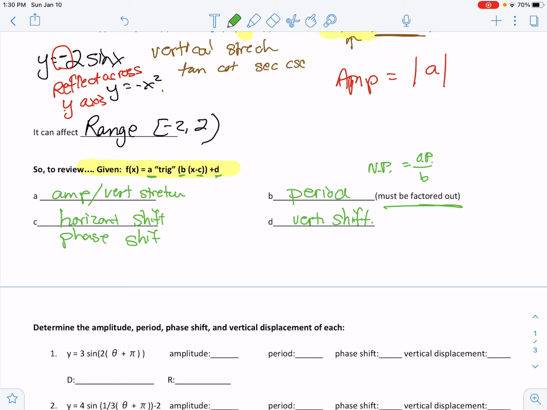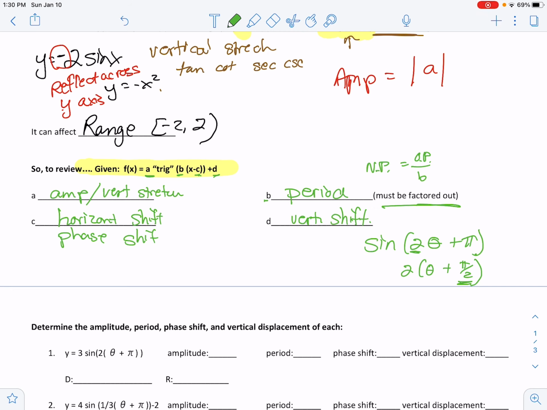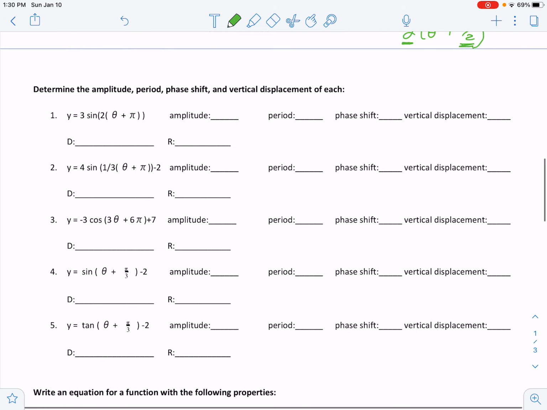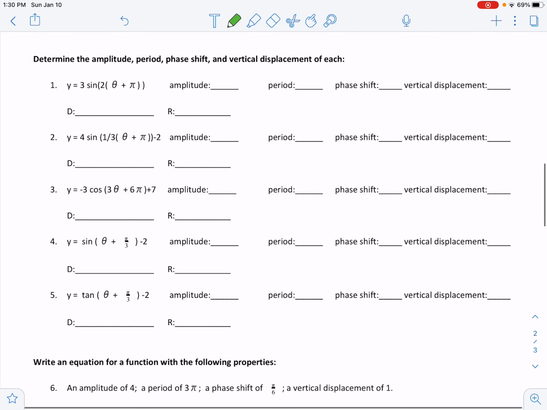By factored out, they mean if I have the sine of 2 theta plus pi, before I tell you what B and C are, you have to factor this outside. So you have 2 theta plus pi over 2. So my phase shift is going to be negative, left pi over 2, and the period changes by 2, so you end up with just pi, 2 pi divided by 2. Okay? All right, so here's some of the stuff it's going to ask you on your homework.